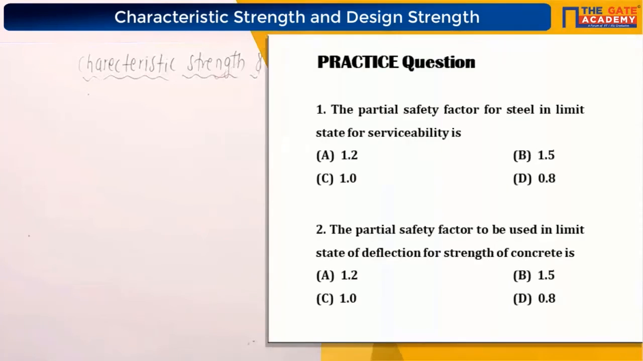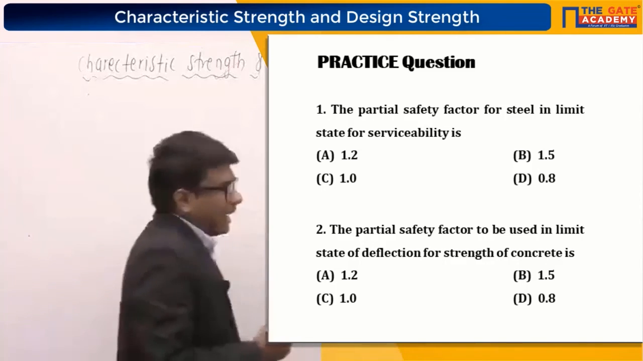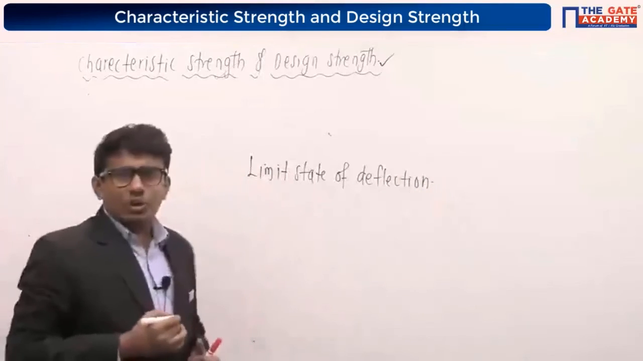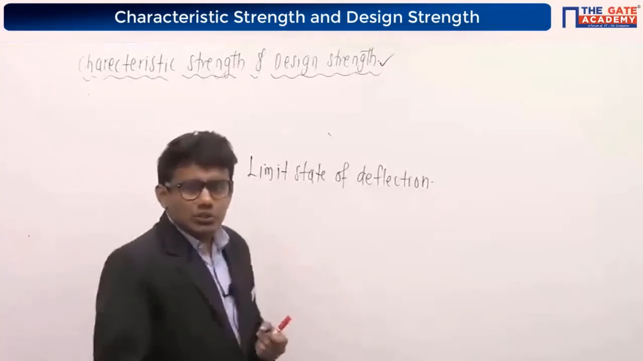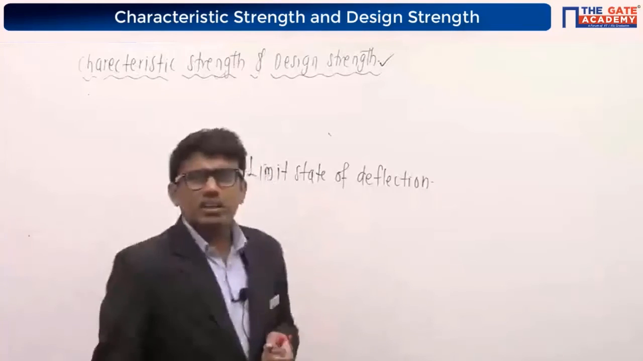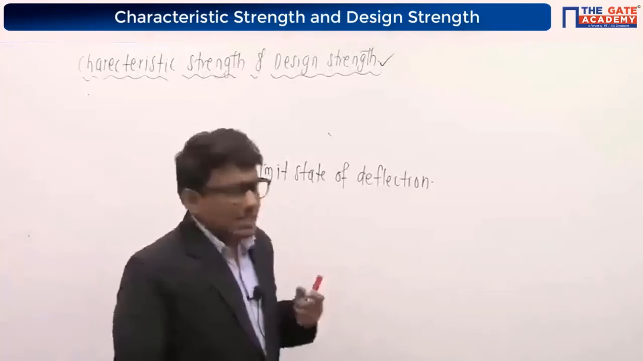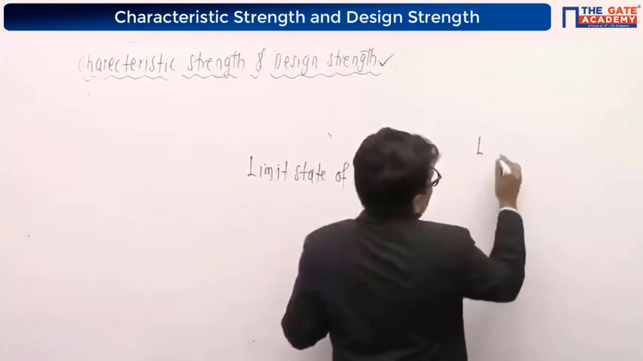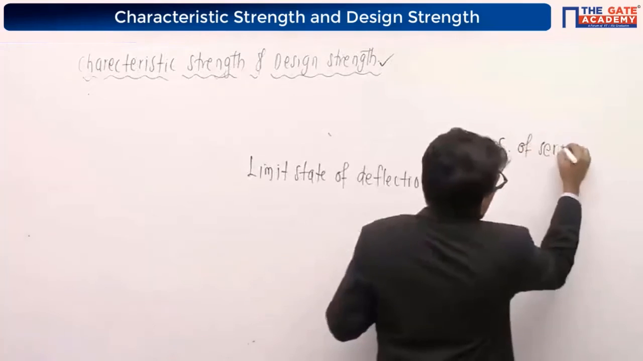So I'll read the question here. The partial safety factor to be used in limit state of deflection for strength of the concrete is: the options given are 1.2, 1.5, 1 and 0.8. So here he is talking about limit state of deflection. Till now we were discussing limit state of collapse and limit state of serviceability. What is this limit state of deflection? Anyone? In the previous lecture, I told you I am going to consider it as LS, limit state of serviceability.